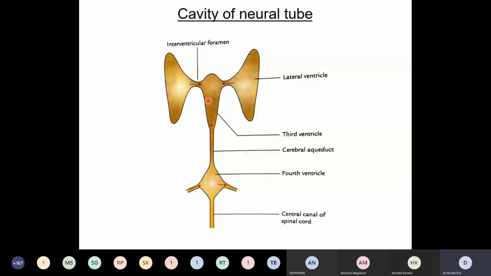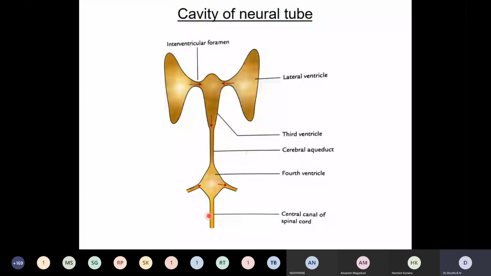So then this cavity of the diencephalon, that is a third ventricle, is connected to the cavity of the mesencephalon, that is cerebral aqueduct, and through the cerebral aqueduct it is connected to the cavity of rhombencephalon, that is the fourth ventricle. Cavity of the spinal cord forms the central canal of the spinal cord.